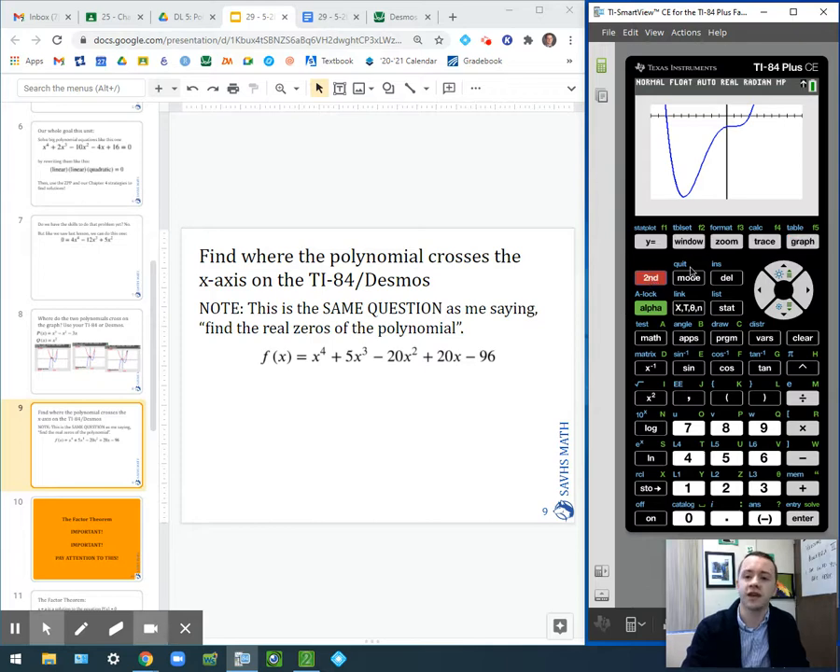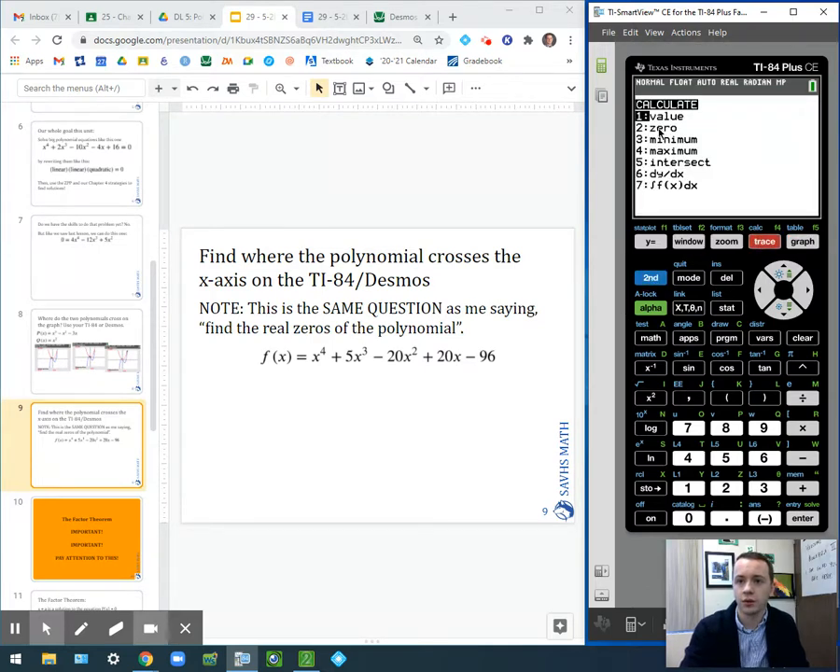So let's do second trace. We're going to calculate a zero. Notice that there's 2 things on the slide here. I'm asking you where the polynomial crosses the x-axis on the graph, but I'm also saying this is the same question as find the real zeros of the polynomial. So we're going to find the zeros. So I can calculate zero, which is option number 2.